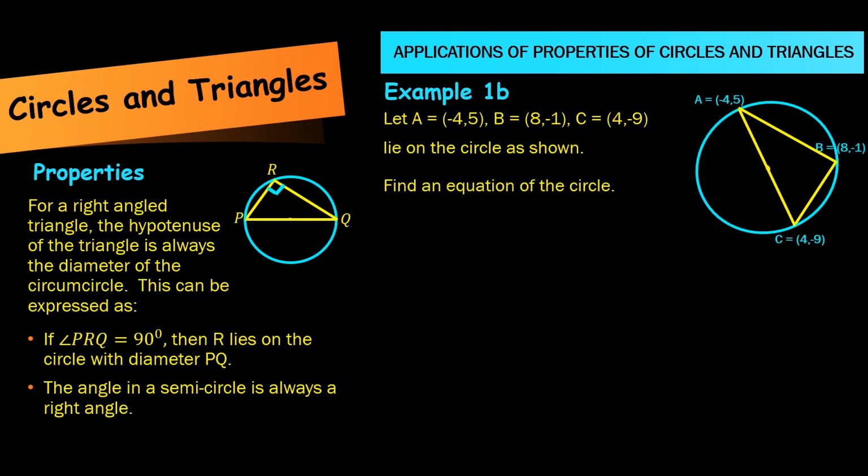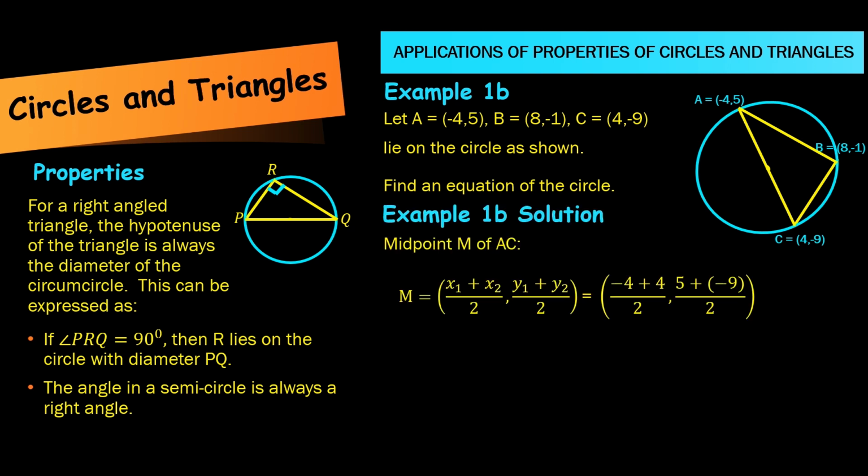And now for example 1b. Find an equation of the circle. So let's solve this. The midpoint of AC is equal to (x1 plus x2 over 2, y1 plus y2 all over 2), which is (-4 plus 4 over 2, 5 plus -9 all over 2). And tidying up, this gives us (0, -2).